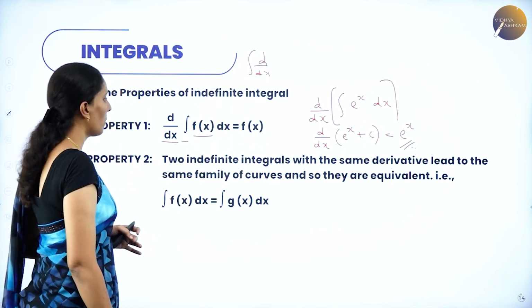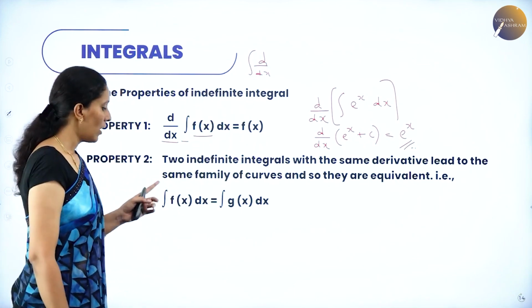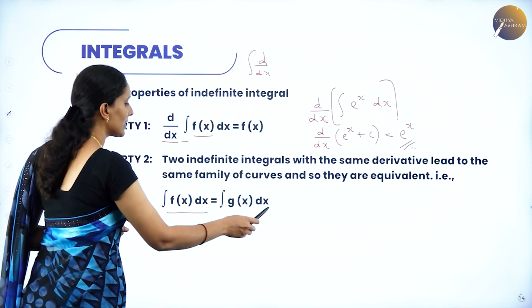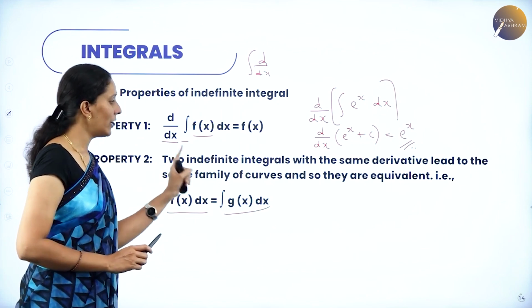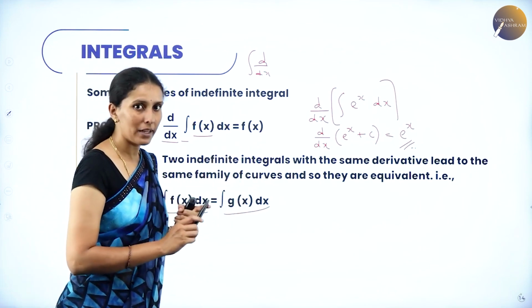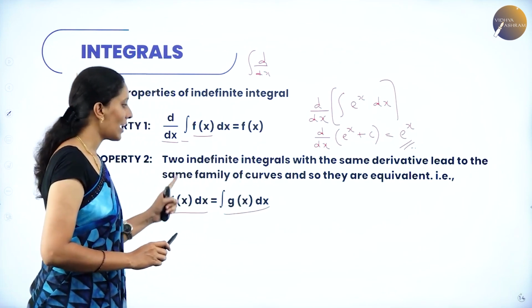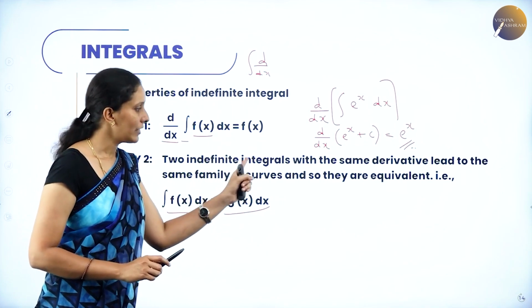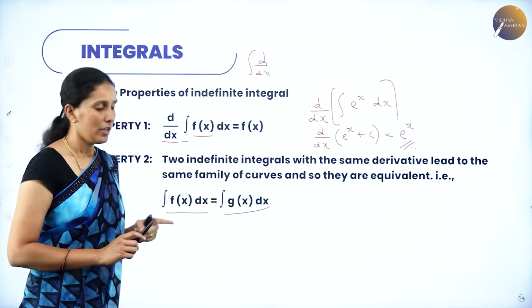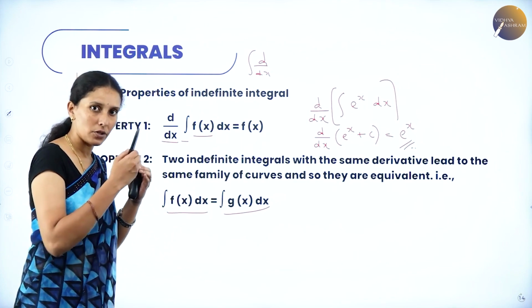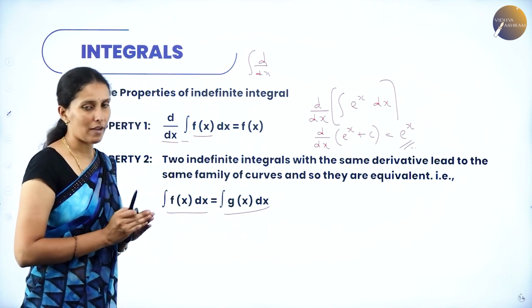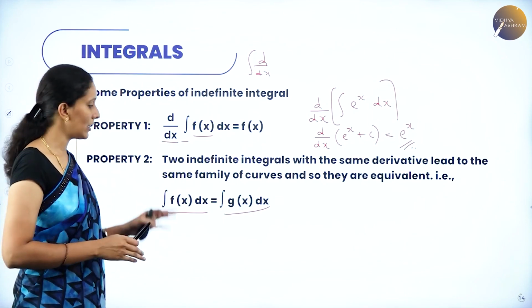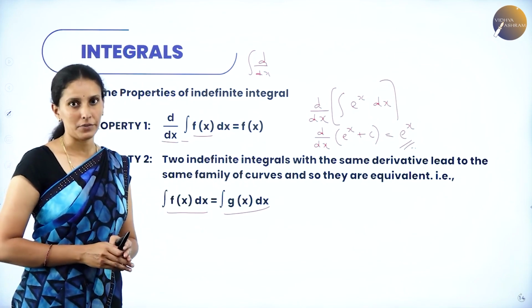Next, property number 2 says that whenever two integrals have the same derivative, they are equivalent. That is, two indefinite integrals with the same derivative lead to the same family of curves, and so they are equivalent. Suppose the integral of f of x dx and the integral of g of x dx give the same value. That means they are denoting the same family of curves.